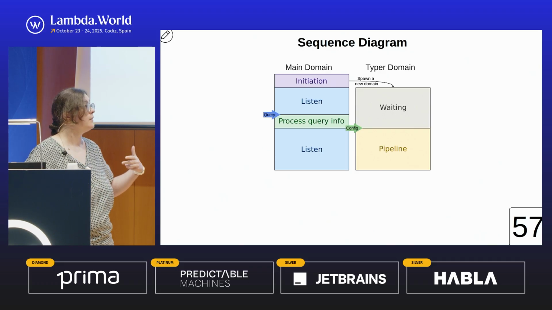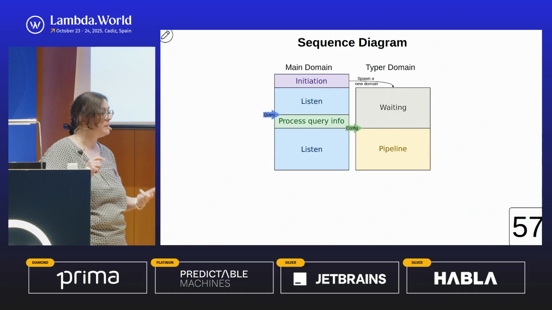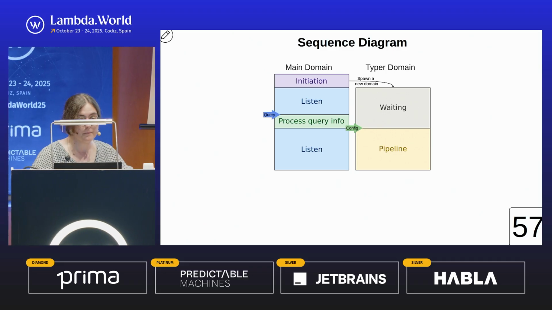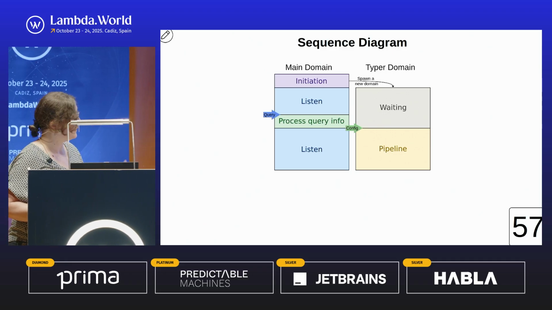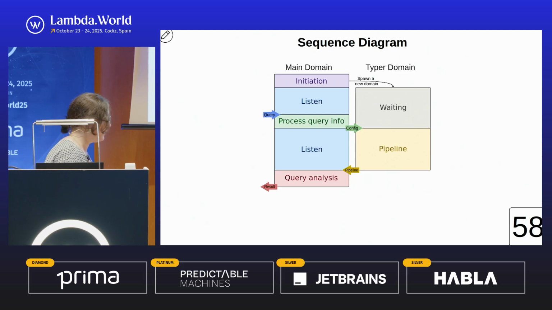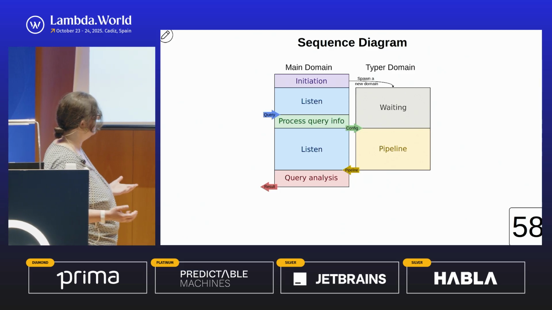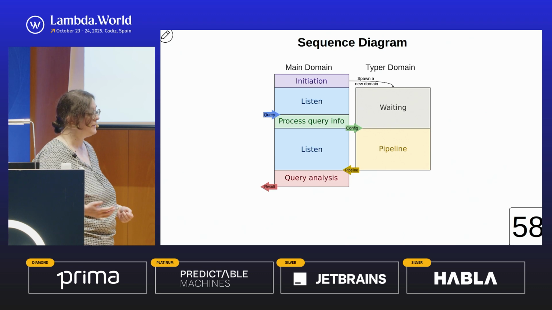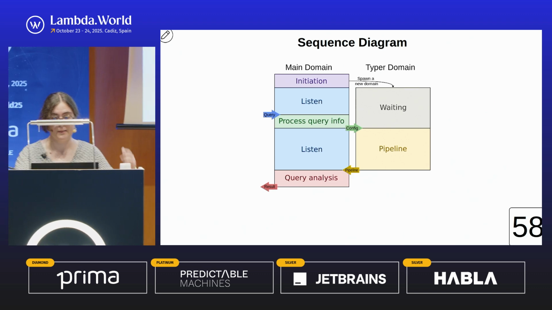Also, we use condition and signal to get passive waiting. So nothing out of the ordinary. And so the typer domain computes the pipeline. It has everything it needs with the config value. And when it has finished configuring the pipeline, it will share this value, the pipeline value, with the main domain, which can then do the query analysis and answer the query. And then we start again.